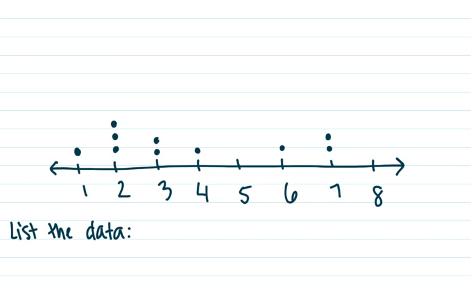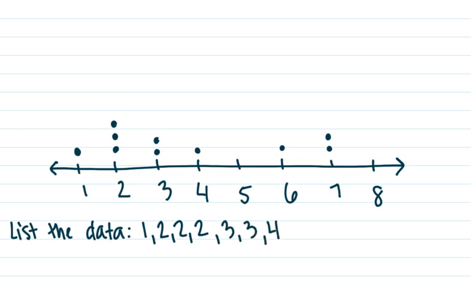So this is an example of a dot plot, and as you can see, I have dots over certain numbers. Every dot represents one of those numbers. So for example, if I was to list this data out, there's 1 dot over 1, so that would be 1. I have 3 dots over 2, so that means that I have 3 2s. 2 dots over 3, so 2 3s.